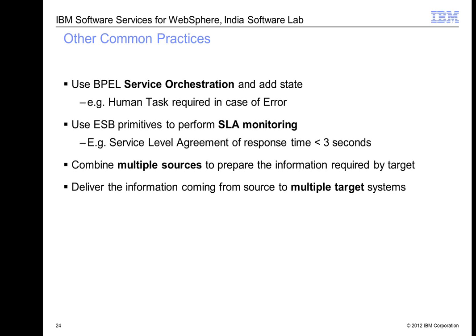I can use my Enterprise Service Bus to do some kind of SLA monitoring. For example, my service expects a response time of less than 3 seconds, but whether it is actually delivering the response in 3 seconds or not, how do we know? We can do that by using ESB and some of the primitives of the ESB for SLA monitoring. DataPower does it very well.